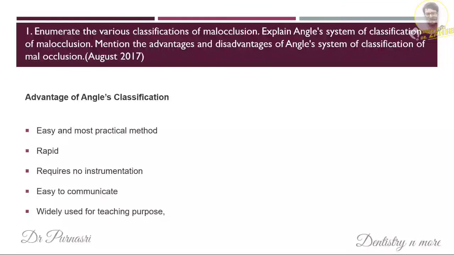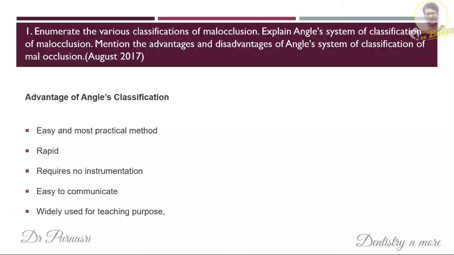So coming to the advantages and disadvantages of this system of classification. Angle system is easy and it is a practical method. It is rapidly used. It can be done quickly. Then there is no need of any special instruments, and it is easy to communicate between people, and it is widely used for teaching purposes.